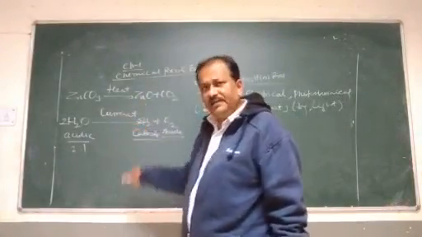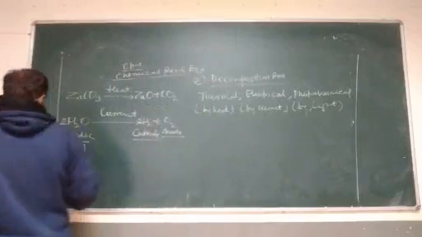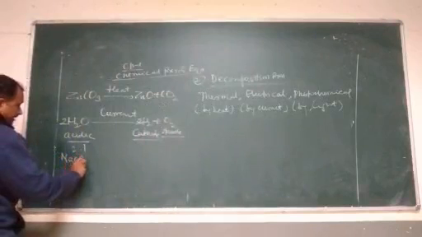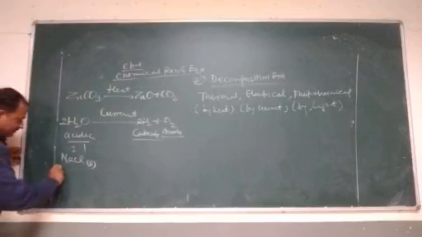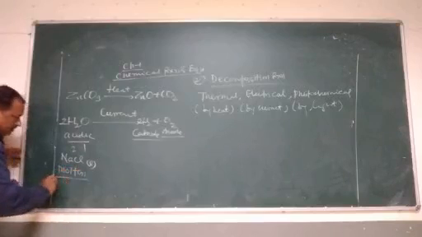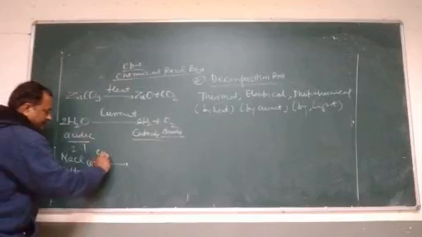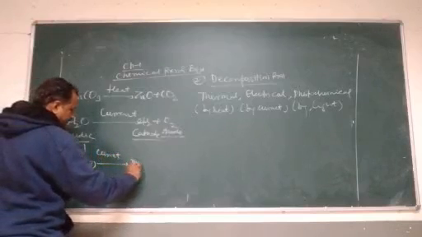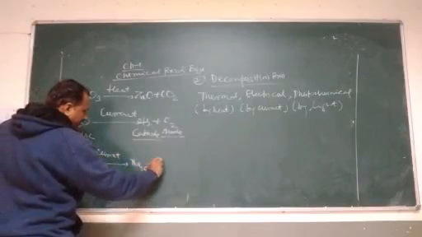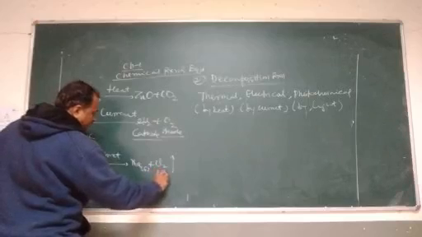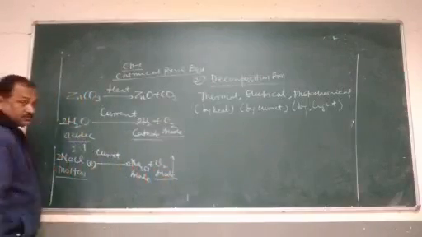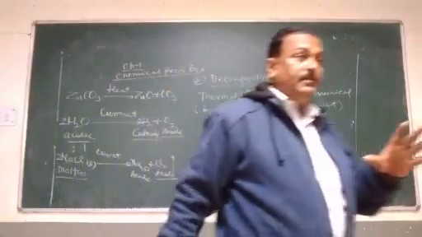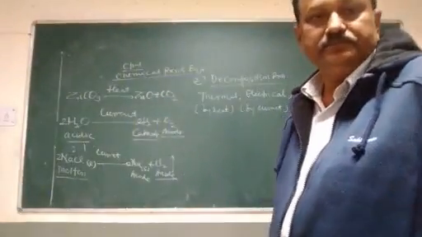And similarly, you can take any other example, like NaCl, molten. On passing current, there will be sodium solid and chlorine gas. So chlorine gas will be at the anode, sodium will be at the cathode.